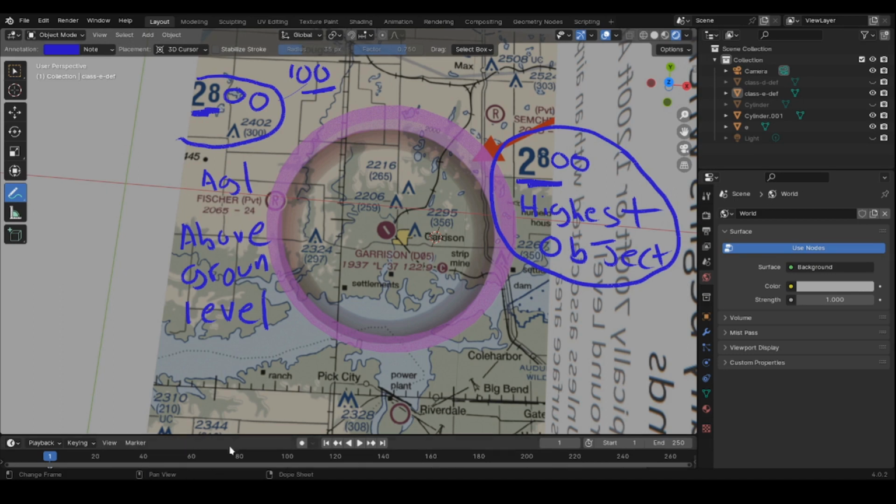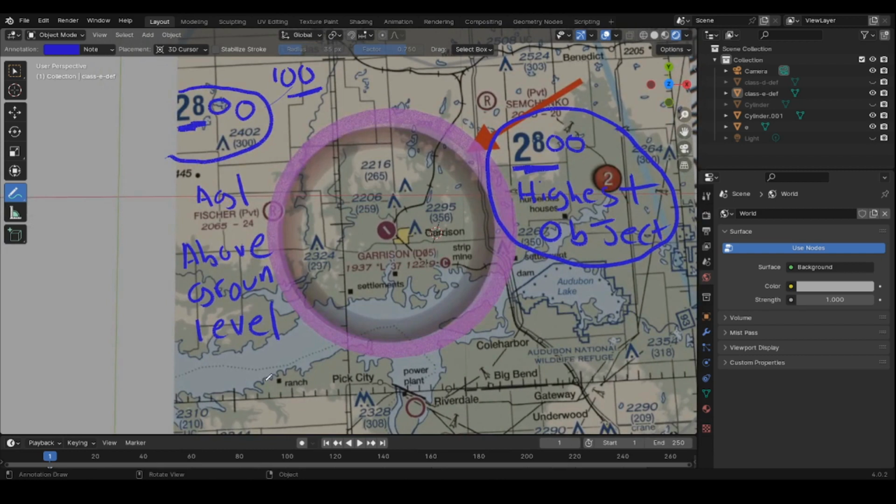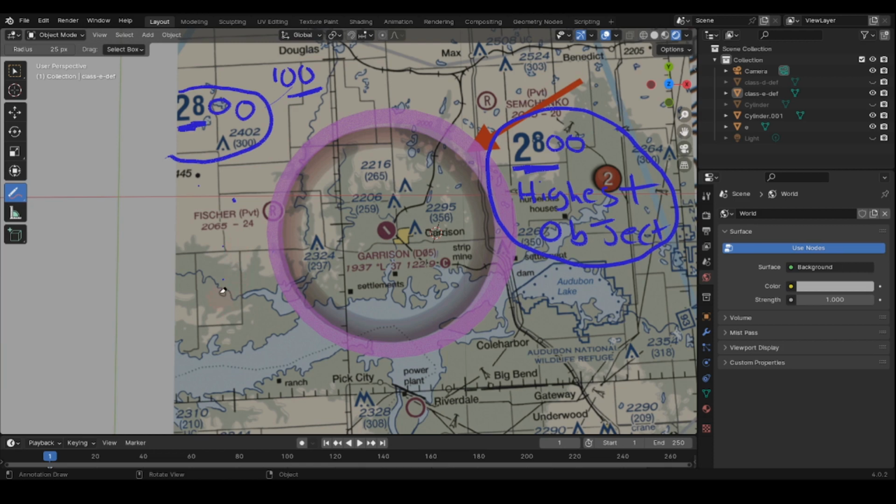All right, MSL, I'm about to go over that too. Let me fix this. Let me try to get it perfect again. I'm only doing this for the new people, not the veterans. Because when you're talking about measuring something from the surface, it's usually going to be AGL or MSL. So for my new people, MSL means mean sea level.